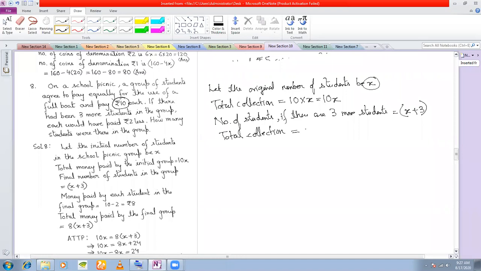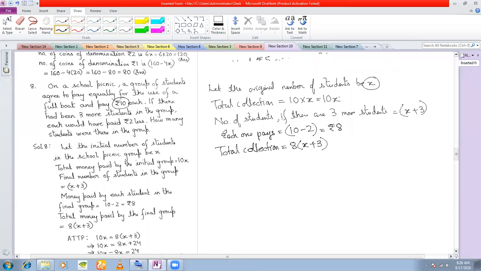Each has to pay rupees 2 less. So each one is paying how much? Initially they were paying rupees 10. So now each one pays rupees 10 minus rupees 2, that means each one is now paying 8 rupees. So what is the total collection in this case? Total collection will be what each one pays into the number of students, 8 times x plus 3. This is the total collection.